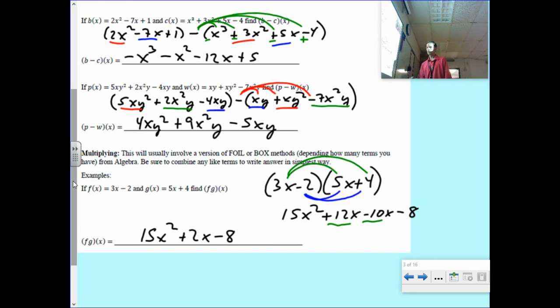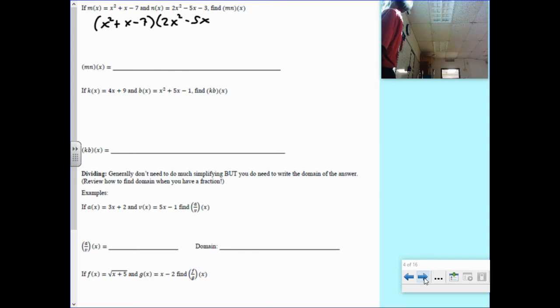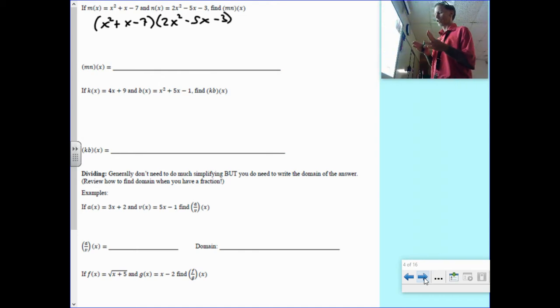You might have more than 2 terms in each one, so it might be more than just the traditional FOIL or box method. So I'm going to do a couple more of these. So again, these can be a little bit longer. Okay, so here we got a 3 and a 3. So I'm going to write that out. Again, we're going to multiply each term of the first one by every term there.